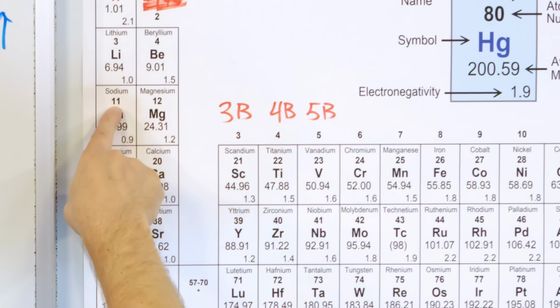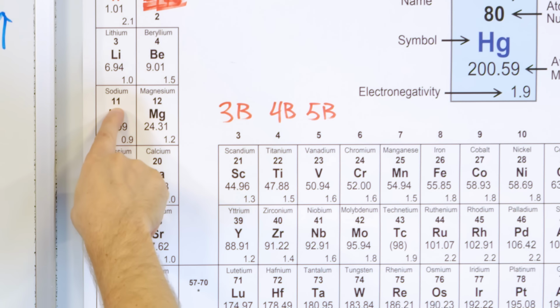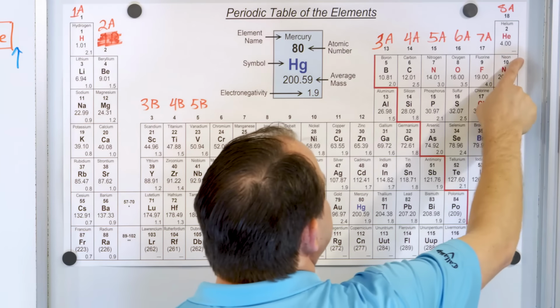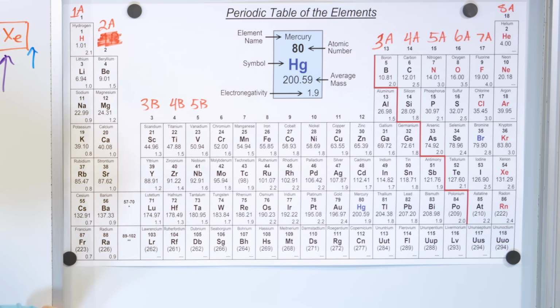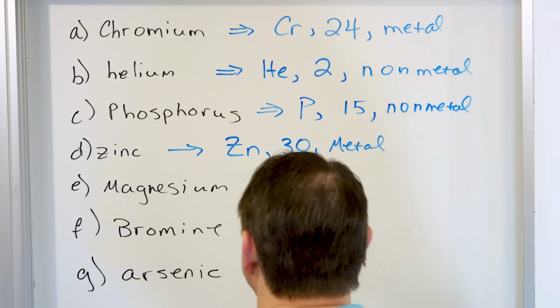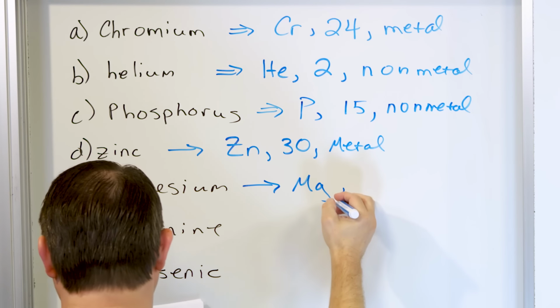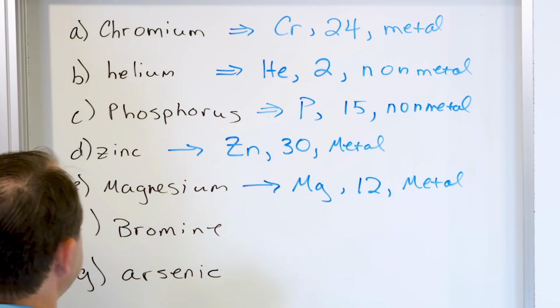If it loses 1 electron, then it would have an electron configuration similar to sodium. If it loses 2 electrons, it'll look more like neon. So it always likes to lose 2 electrons. So what we could say is magnesium, the symbol is Mg, and the atomic number is 12, and it's a metal. And it's a metal because it's on the left-hand side of the periodic table.